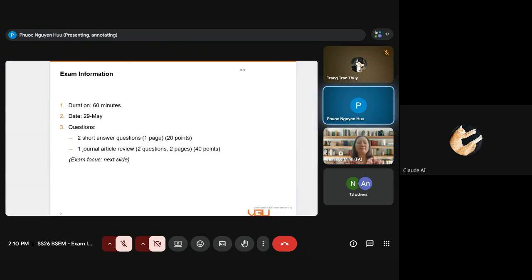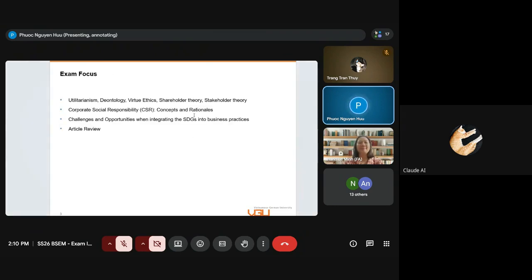So I think this is everything for the exam. It is not too difficult, because for the theory part, we only have some very basic concepts of theory, and the information here is very basic. And for the article review, I think you already read a lot of articles, so you are familiar with article reading now.